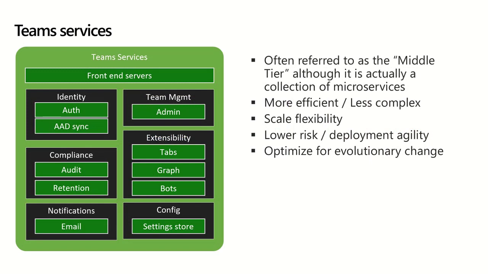So let's look at the green boxes, the Teams services. At the very top, we have a set of front-end servers. These are ordinary web servers for the most part. And then there's a bunch of things down below: identity, compliance, notifications, team management, extensibility, and configuration. Let's go through these in a little bit more detail.